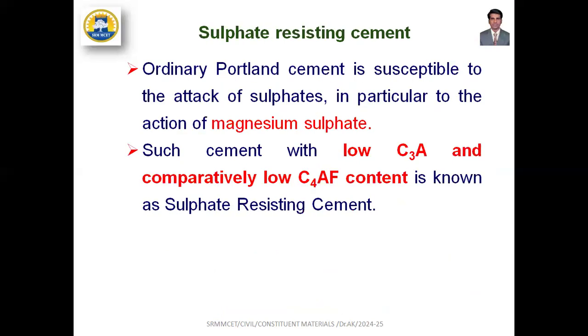Next one is sulfate resisting cement. Normally this type of cement is used in particular cases where there is more sulfate attack. This cement is obtained by having low C3A content as well as low C4AF content. C3A is tricalcium aluminate, C4AF is tetracalcium aluminoferrite.